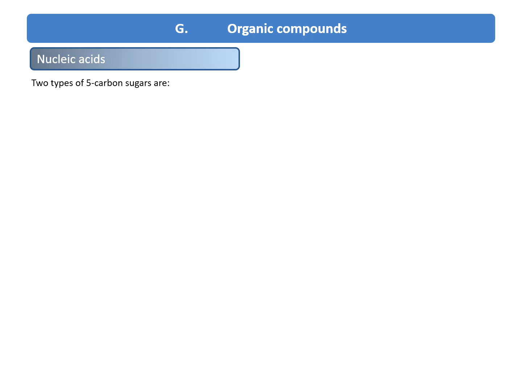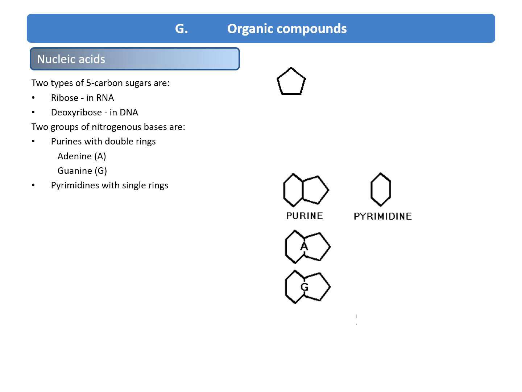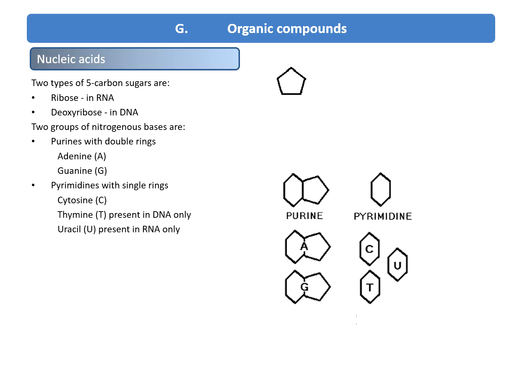Two types of 5-carbon sugars are ribose, found in RNA, and deoxyribose in DNA. Two groups of nitrogenous bases are purines with a double ring structure. They include adenine and guanine, and the pyrimidines with a single ring structure, including cytosine, thymine, and uracil. Note that thymine is found only in DNA, uracil is found only in RNA, otherwise they're rather similar.